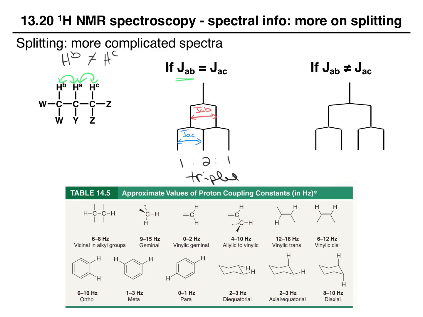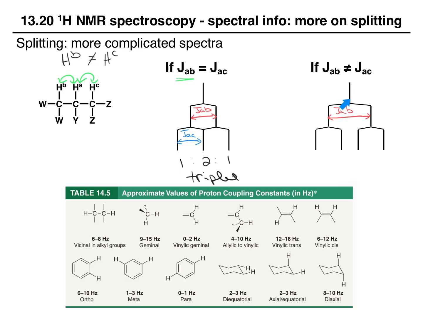So we have different possibilities for common J values or coupling constants, and some of them are quite similar, but some of them are significantly different. So let's come back to this molecule up here. Now, still HB is not chemically equivalent to HC, but what if the coupling constant for AB is not the same as the coupling constant for AC? Well, let's say this is the coupling constant for AB. So this is a really big coupling constant. Maybe this is a vinylic trans hydrogen, for example.